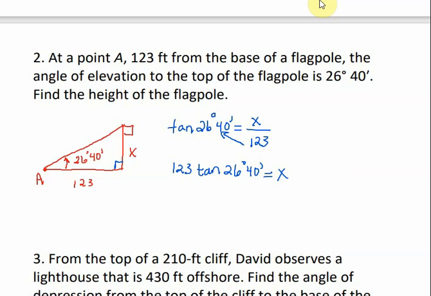And we get 61, and it doesn't say what to round to. Since this is just 123, let's round to the nearest foot. Okay, so I get 61.77, so that would round to 62 feet. That would be the height of the flagpole to the nearest foot.